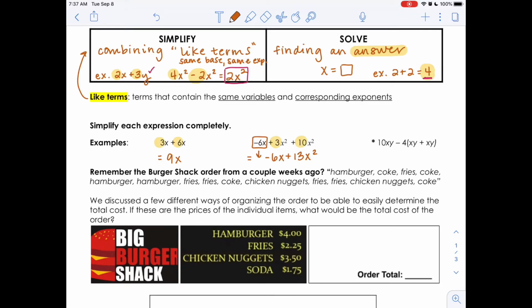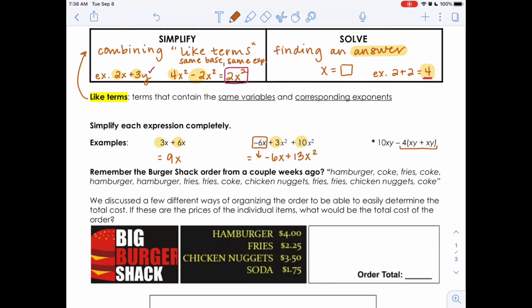Let's take a look at this last one. It does have a star by it for a reason. I have 10xy minus 4 times xy plus xy. Well, right now we have 10xy minus 4 and then times xy plus xy. We're going to need to do something here. We actually can't combine or do anything yet because this 4 is currently separated from the xy plus xy.